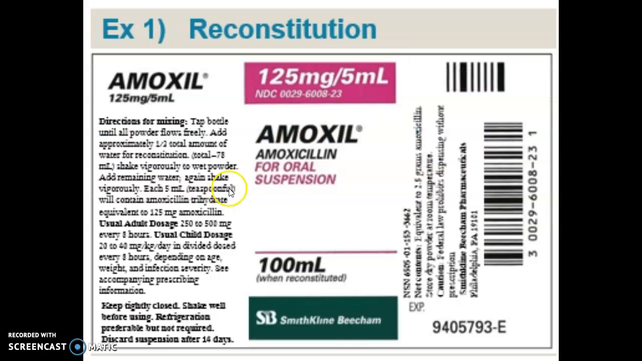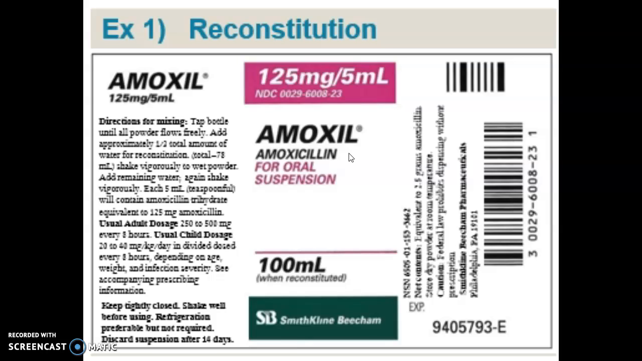Alright, we're going to answer those questions. So, we're still looking at the same label. What is the trade name? The trade name, remember, is the one with that little registered trademark behind it. So, Amoxil is our trade name. What is the generic name? Generic name is the one that's under it without the little registered trademark. It's amoxicillin.